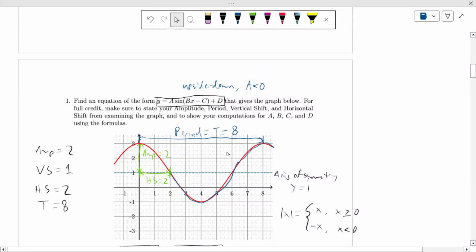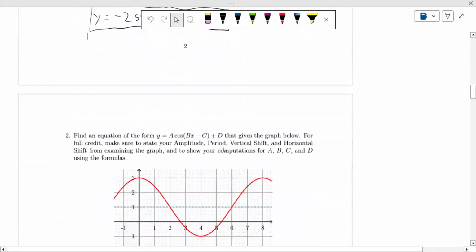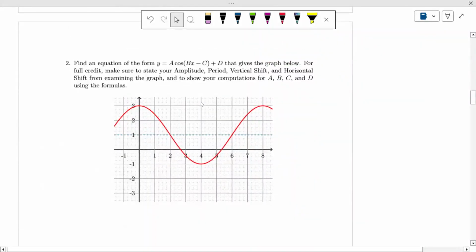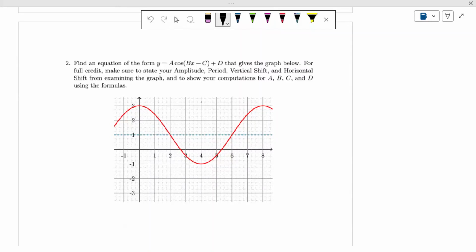Okay. All right. Now we're going to do the same problem. So problem 2 is the exact same problem, exact same graph, but now we're treating it as a cosine graph instead of sine. But remember, sine waves and cosine waves are the exact same thing. They're just shifted. Now, I'm going to go ahead and start off the same way.